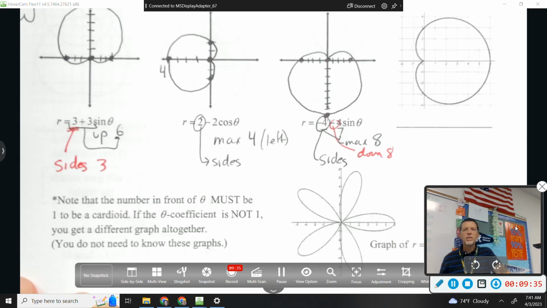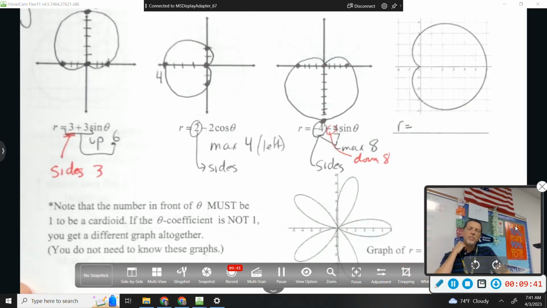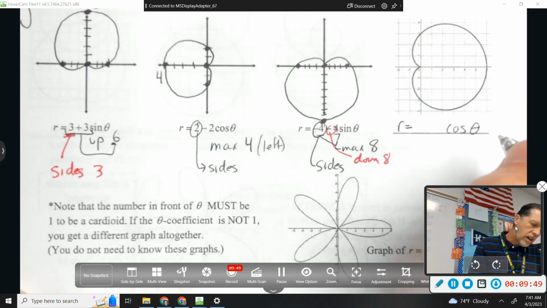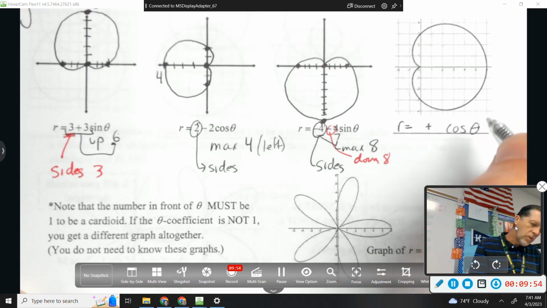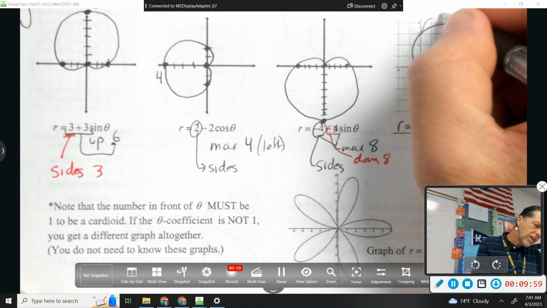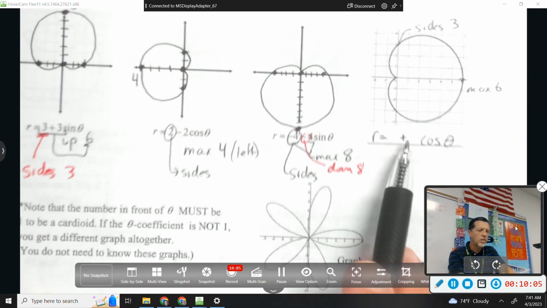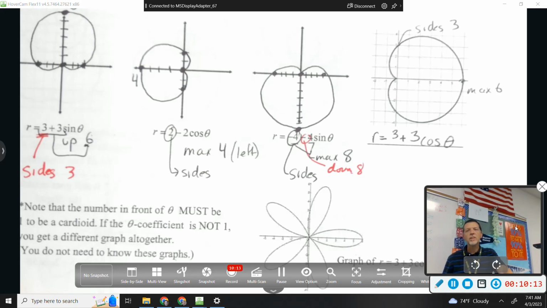Okay, that last one, going backwards here. Is it sine or cosine? Cosine. Positive cosine. And so when we go out 6 with a max of 6, and our sides are 3, what number goes in front here? 3, and of course for a cardioid they got to match. 3 plus 3 is 6, and then just the 3 out front is the 3.